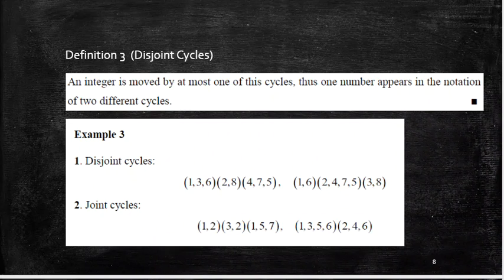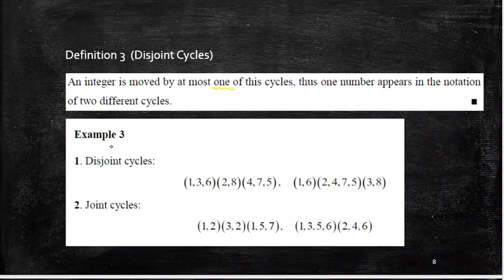Let's proceed with disjoint cycles. Before this, we have learned about cycles. A cycle is a permutation in matrix form that can be written in much simpler notation. What about disjoint cycles? Disjoint cycles means any integer is moved by at most one of these cycles. Thus, no number appears in the notation of two different cycles.